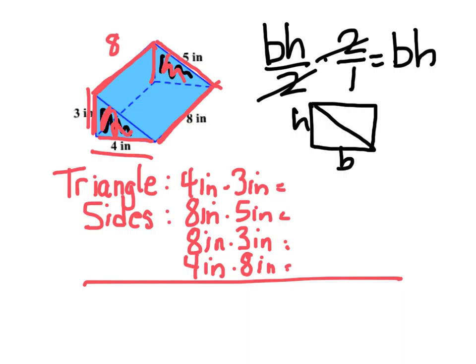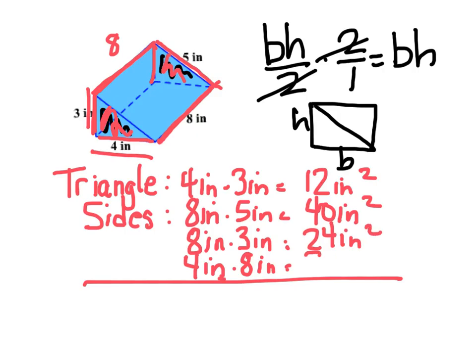Let's add them up. 4 times 3 is 12 square inches. 8 times 5 is 40 square inches. 8 times 3 is 24 square inches. And 4 times 8 is 32 square inches. And then we add up all the areas together. So this would add up to, it looks like, 108 square inches for total surface area.